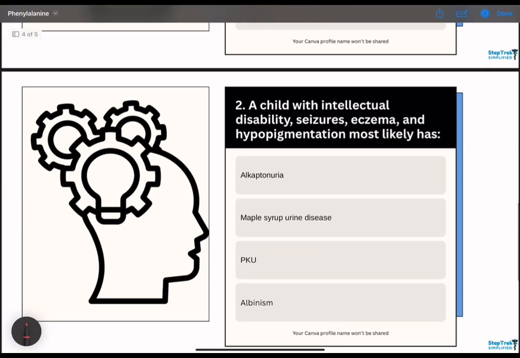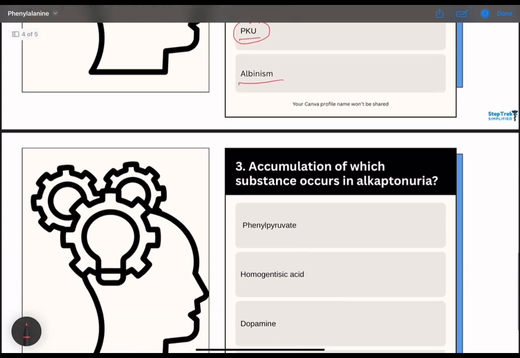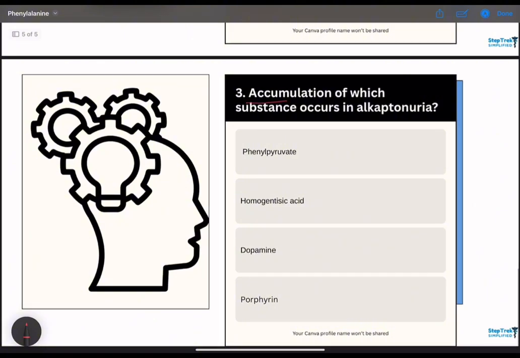A child with intellectual disability, seizures, eczema, and hypopigmentation, with CNS and skin involvement, most likely has which condition? Alkaptonuria, maple syrup urine disease, phenylketonuria, or albinism? And the correct option is phenylketonuria. And at last, accumulation of which substance occurs in alkaptonuria? Is it phenylpyruvate, homogentisic acid, dopamine, or porphyrin? And the correct option is homogentisic acid. Thank you.